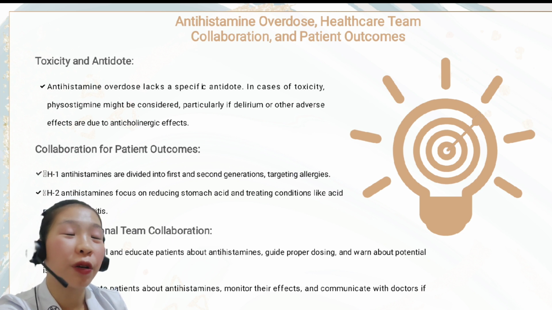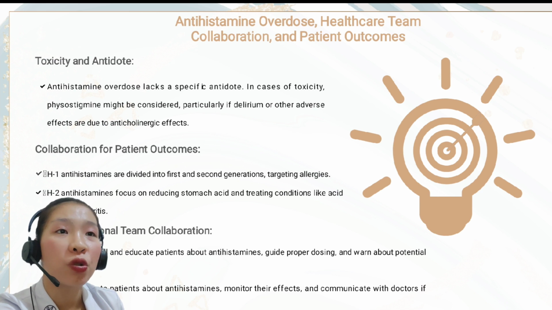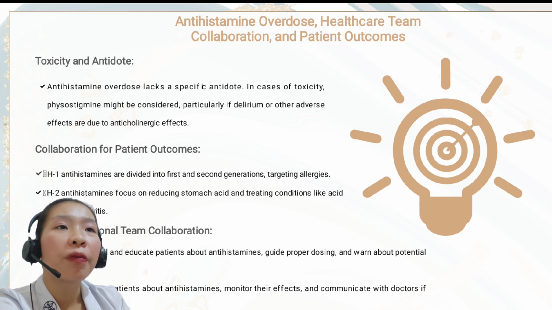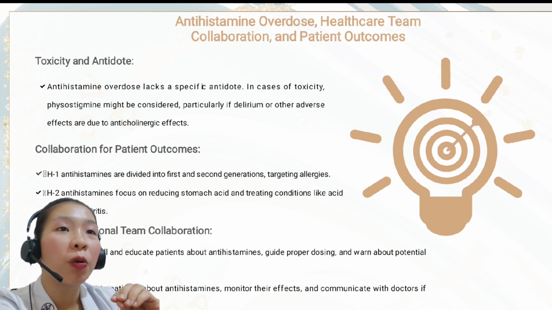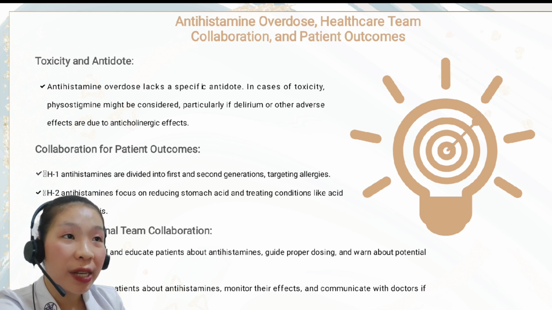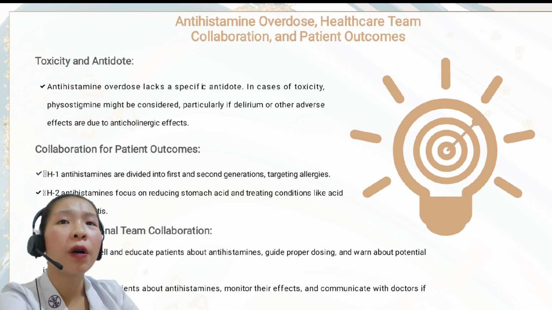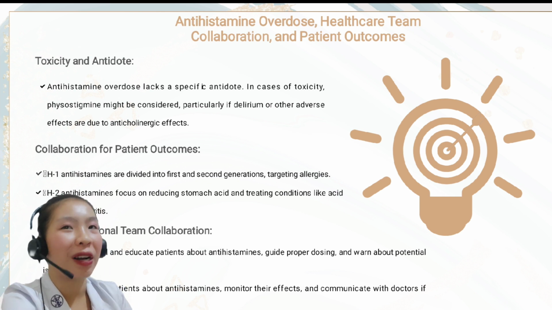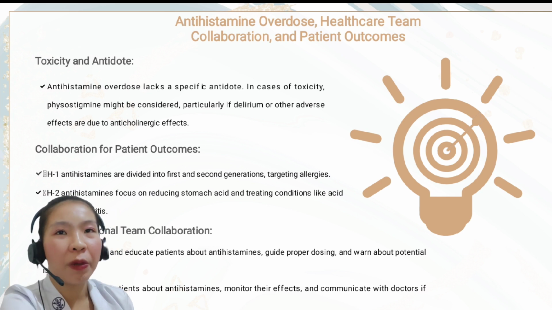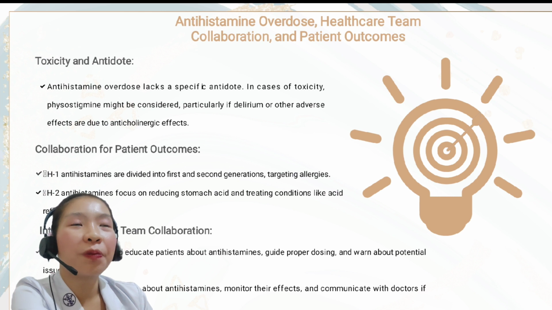For collaboration and patient outcome, a patient suffering from severe allergies might see the doctor who prescribes the first generation H1 antihistamine. They will communicate with the pharmacist who provides medication and dosing instructions for the patient to know, to be equipped with the knowledge. The patient also has to interact with the nurses, who will help them understand the potential side effects and monitor their progress. Now, interprofessional team collaboration: basically those are us, pharmacists, nurses, doctors, and so on. But probably these are the most important.